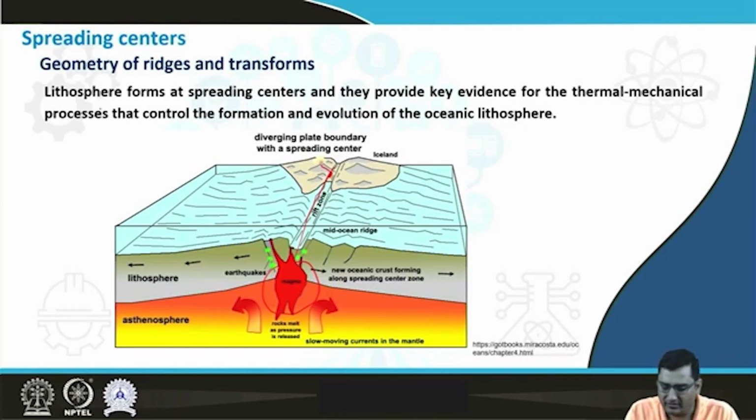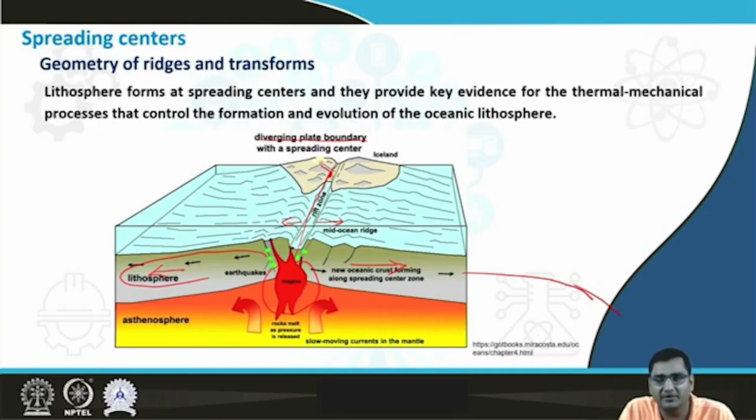So lithosphere forms at spreading centers, and they provide key evidence for the thermal mechanical processes that control the formation and evolution of the oceanic lithosphere. You can see that the plates are moving away from each other. So this is a divergent plate boundary with a spreading center. You can see the movement of the lithosphere in this direction. Here also it is moving in this direction, and here somewhere at the subduction zone it may be subducting beneath another plate and then being compensated at that particular subduction zone plate boundary.